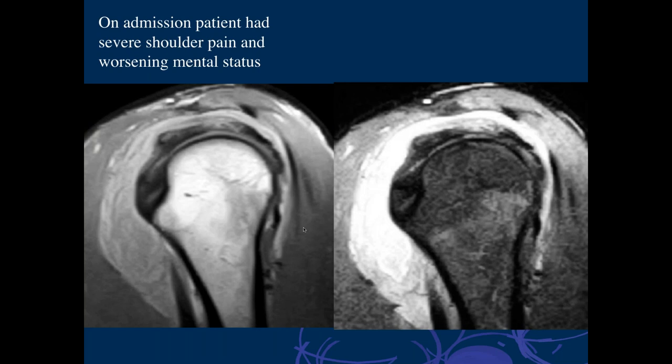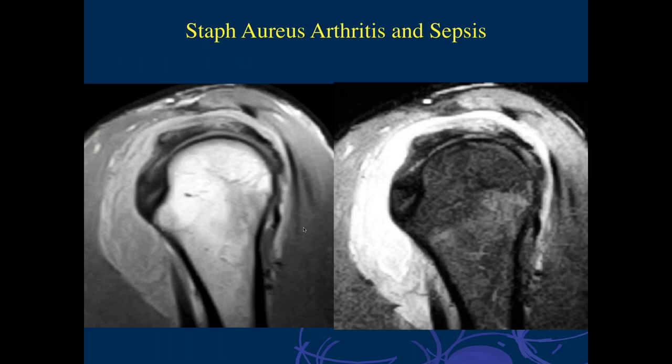He was sent home. I then got a call asking for a second opinion. At that time, I think he was in the doctor's office, and his mental status was very abnormal. And we interpreted this as an infection. He was sent into the hospital, and they pulled out Staph aureus, and he had a septicemia at that time. He grew it both out of the shoulder aspiration as well as his blood cultures. And he was placed on antibiotics.